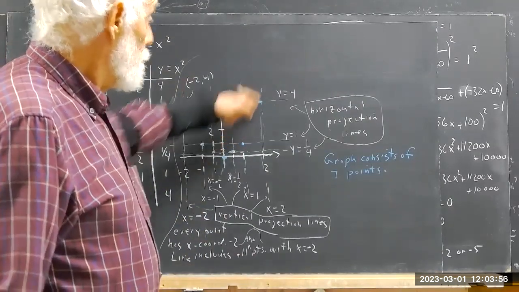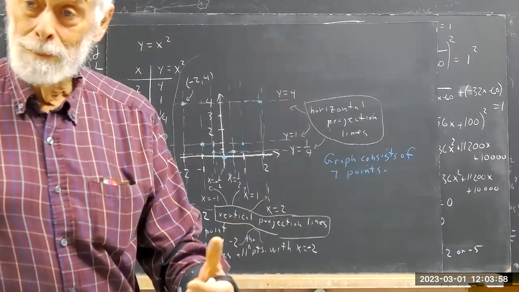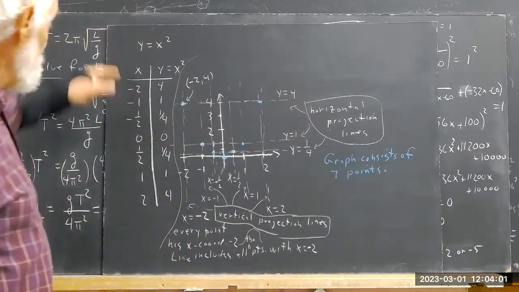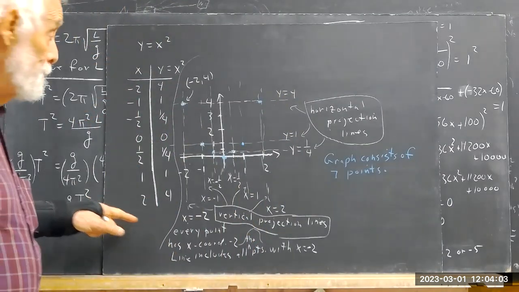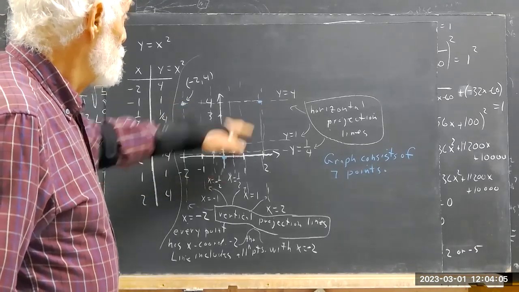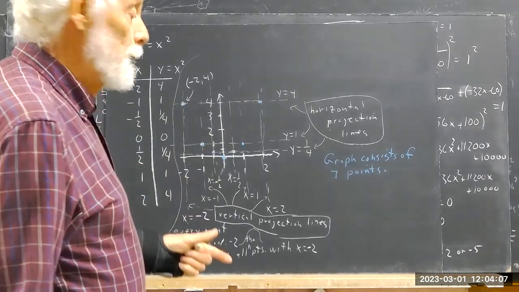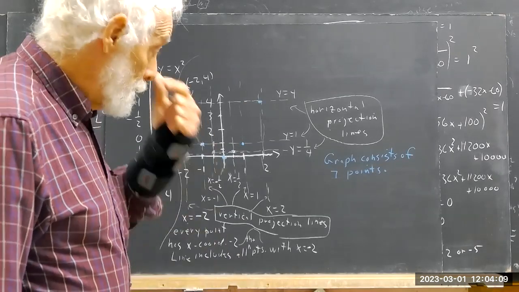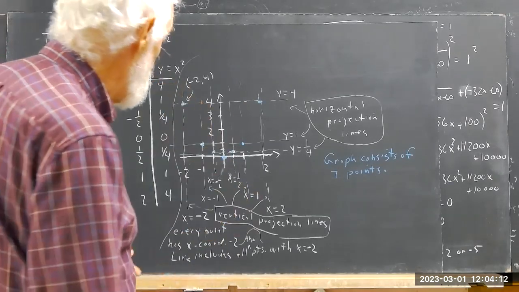Because I don't automatically draw a curve. Right now, this table gives you the graph of a function. And the graph consists of 7 points.